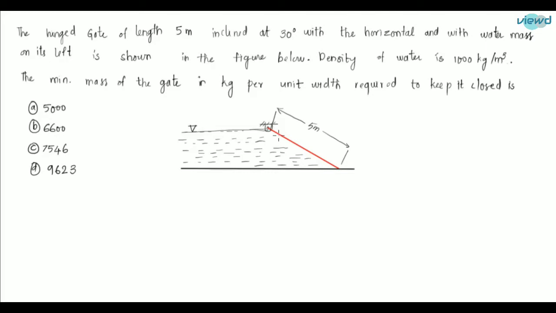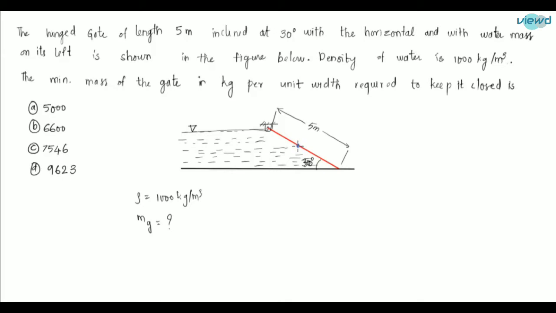So the given data is the length of this gate is 5 meters, and the angle that it is making with the horizontal is 30 degrees. The density of water is given as 1000 kg per meter cube, and this is the free surface of water. The minimum mass of the gate per unit width to keep it closed is what? So what are the forces that are acting on this gate? First we need to write the forces, which forces are acting on this.